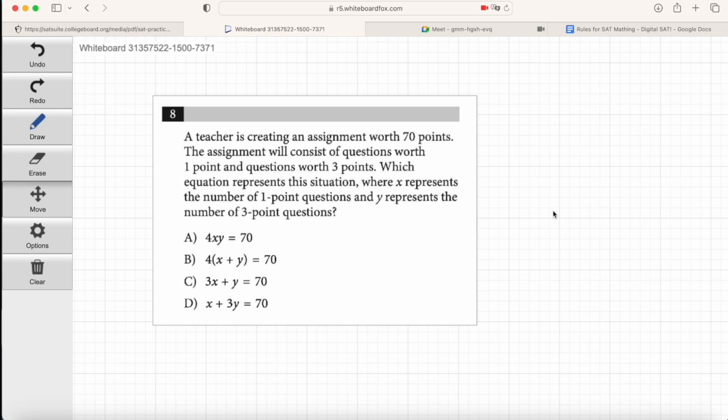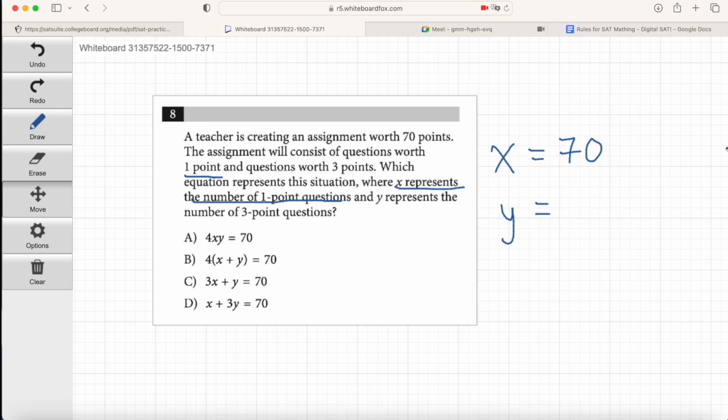Here's what I'm thinking. I'm going to keep this real simple just to start testing answer choices. I'm going to make x, that's the 1-point questions, equal 70, which would give us 70 points. Is that clear? Because x represents the number of 1-point questions. So we're at 70 points already. So if x is 70, what's the y value? You don't have to use an equation or anything like that. If you've got 70 1-point questions and the assignment's worth 70 points, you should know how many 3-point questions we have, just logically.